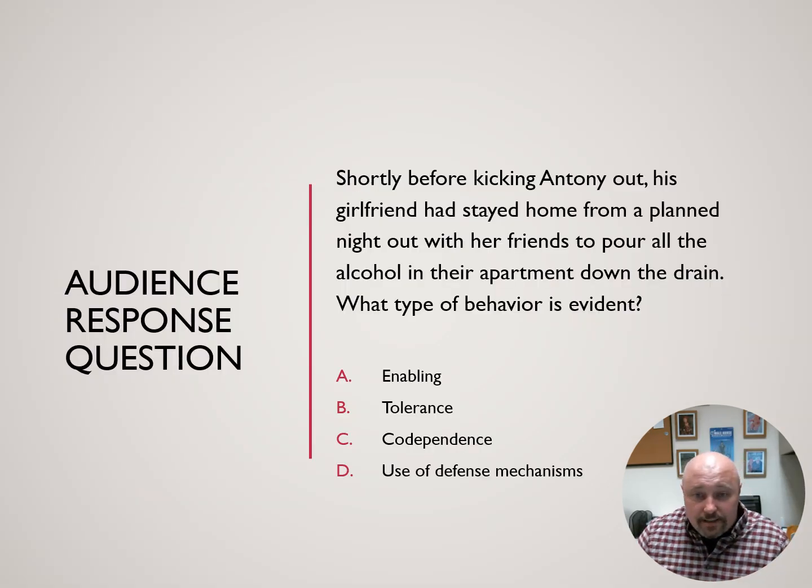Shortly before kicking Anthony out, his girlfriend had stayed home from a planned night out with her friends to pour all the alcohol in their apartment down the drain. What type of behavior is evident? A, enabling; B, tolerance; C, codependence; or D, use of defense mechanisms? In this case, the answer is C, codependence. Again, that is the cluster of behaviors originally identified involving families of alcoholic patients. She is trying to protect Anthony by destroying the alcohol, pouring it down the drain.